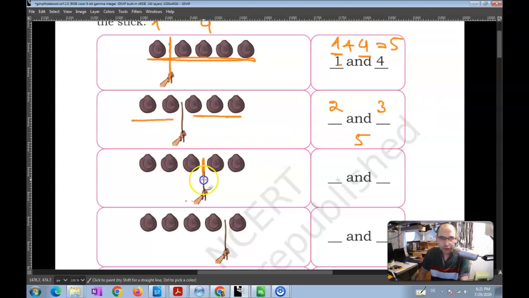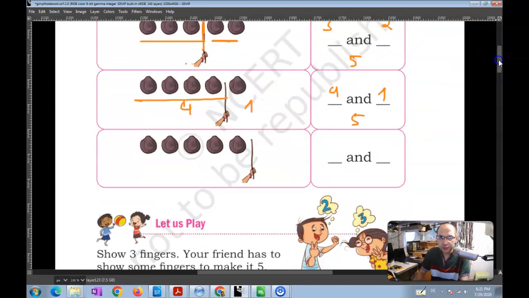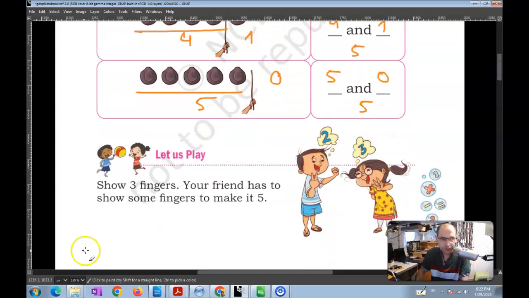Another possible pair would be a 3 and a 2. So a 3 and a 2 would be another number pair for 5, right? Then again, over here we have 4 and a 1. So basically a 4 and a 1 make a 5, another possible number pair. And then there is 5 over here and there is 0 over here, so 5 and 0 would be another number pair for 5, right?